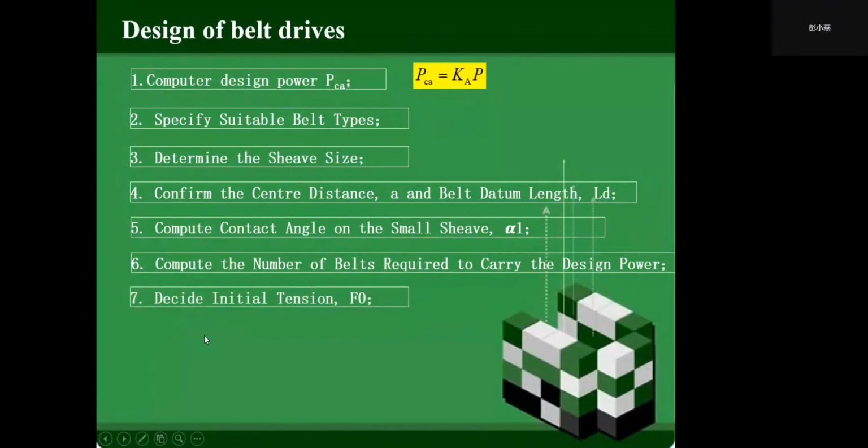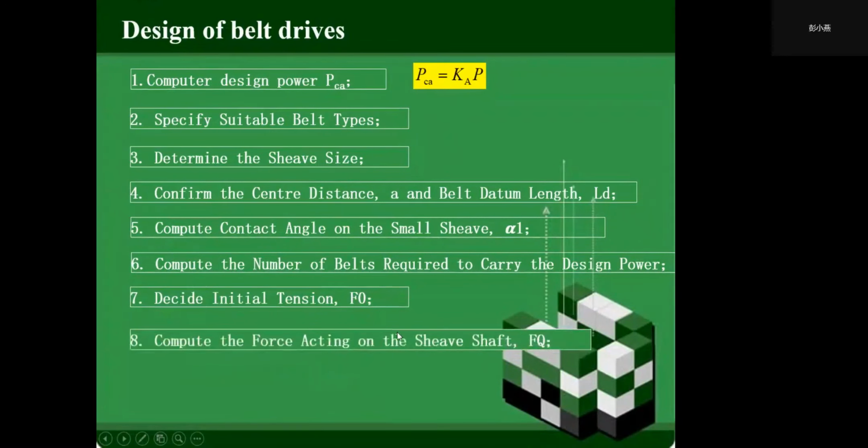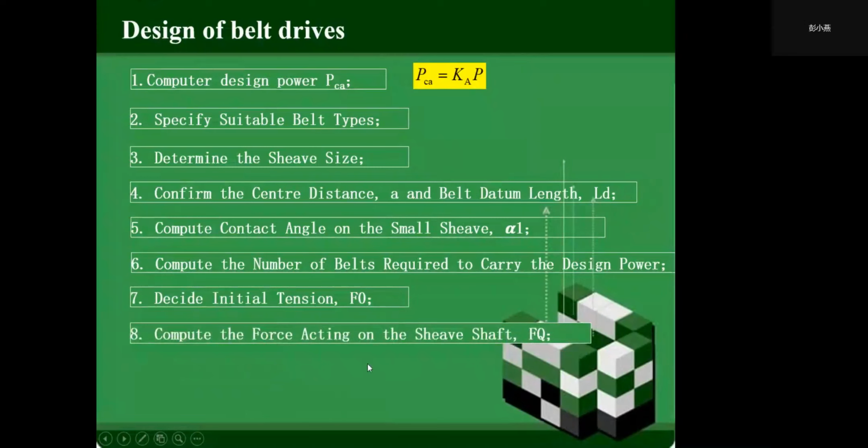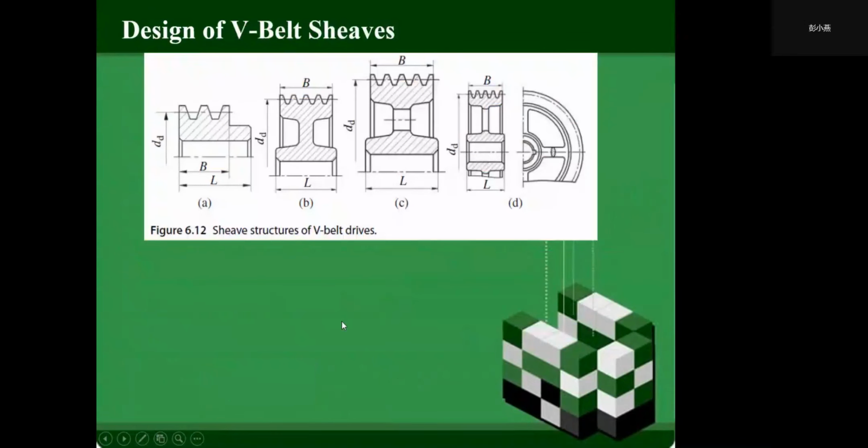And then decide the initial tension F0. For initial tension F0, we use this equation. You just need to remember the equation and use this to calculate the initial tension F0, and then compute the force acting on the shaft FQ. Use this to calculate FQ.